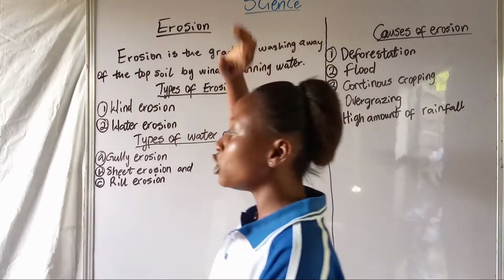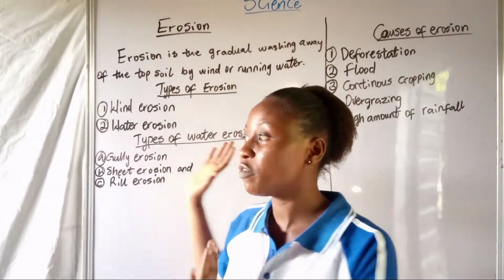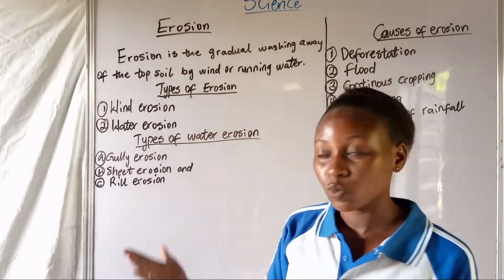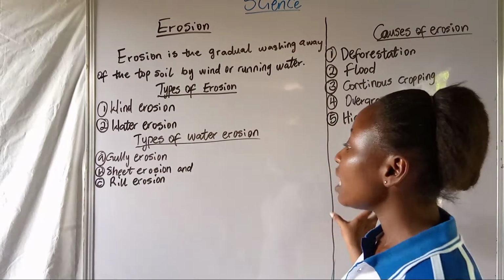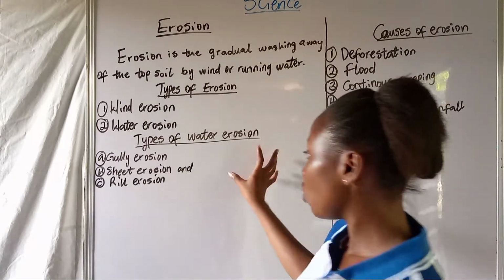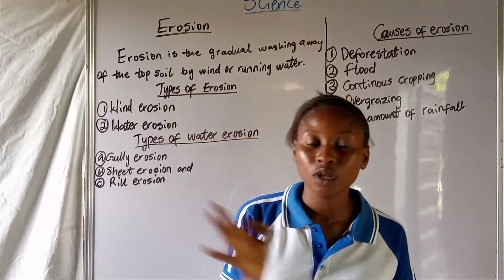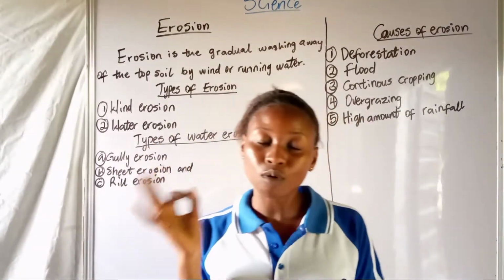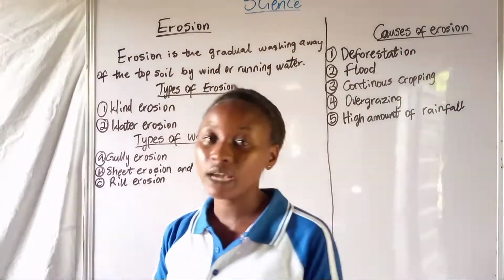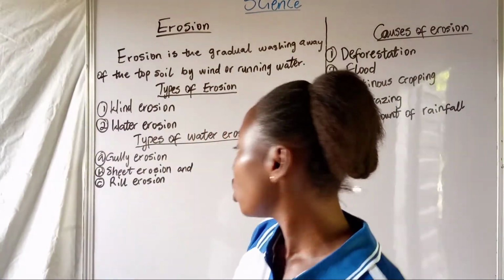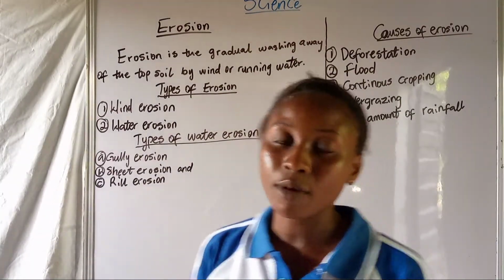And water erosion is when water floods an area or overfloods it. That's when water erosion occurs. Now the types of water erosion. Under water erosion, we have three types, which mostly come up in your questions. The first one is the gully erosion. The second one is the sheet erosion, and the third one is the rill erosion.